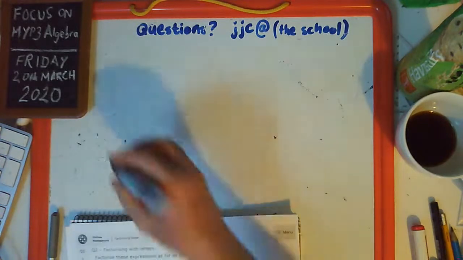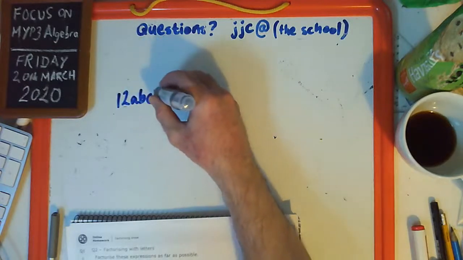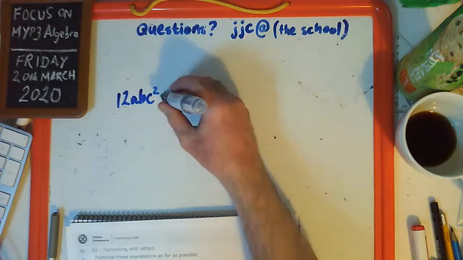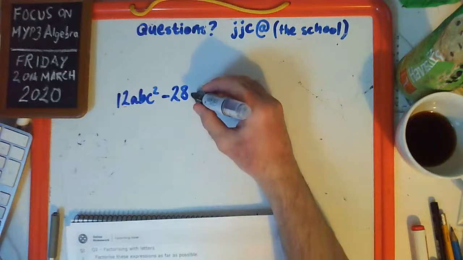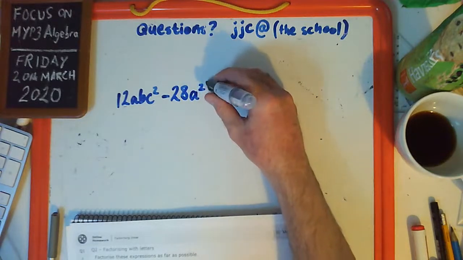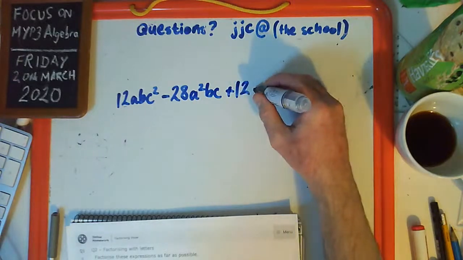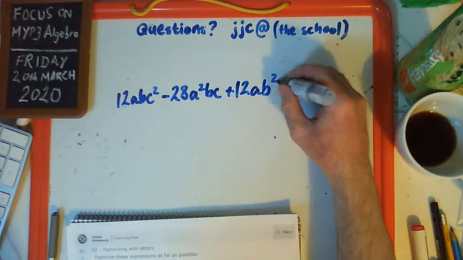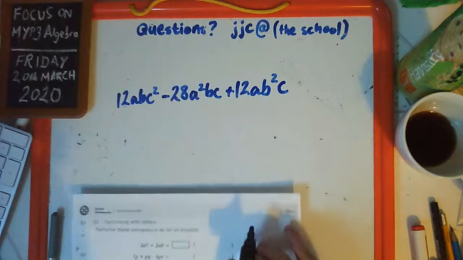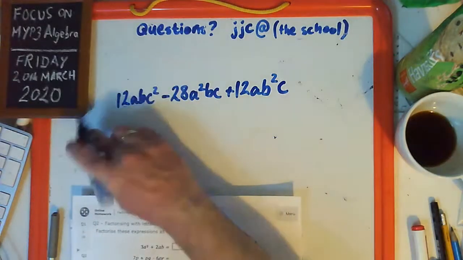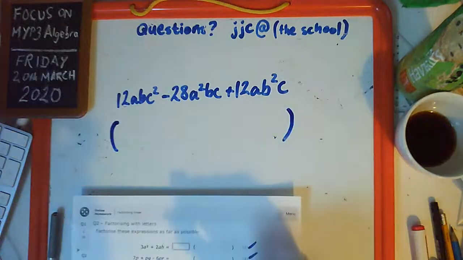Okay, 12AB. Oh, this is a long one. 12ABC squared minus 28A squared BC plus 12AB squared C. So that's quite a tricky one, and it's a level above because on this occasion both numbers and letters come outside the bracket.